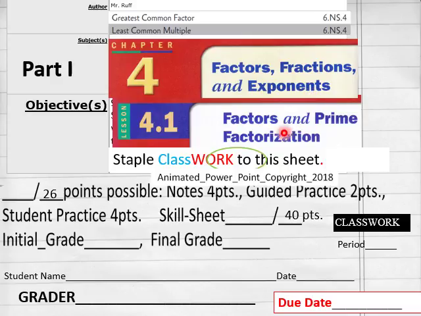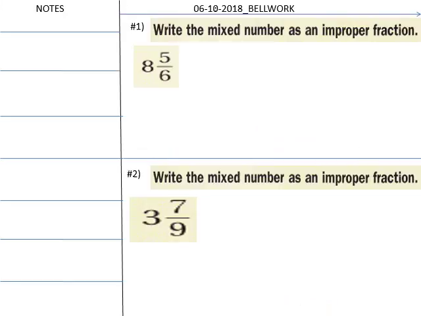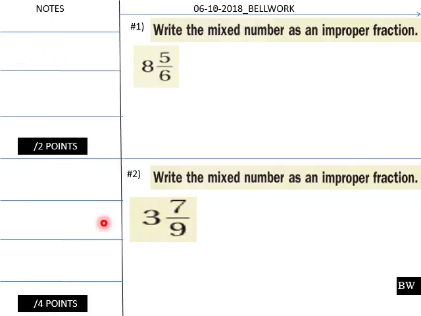Classwork for 4.1, Factors and Prime Factorization. Here's the bell work. I want you to put this up on your smartboard or on your whiteboard. Let kids do this when they walk in the classroom. Go over it later, either during class or the next day, or correct it and hand it back. Teachers, it's up to you. Just 2 points here and just 4 points down here.